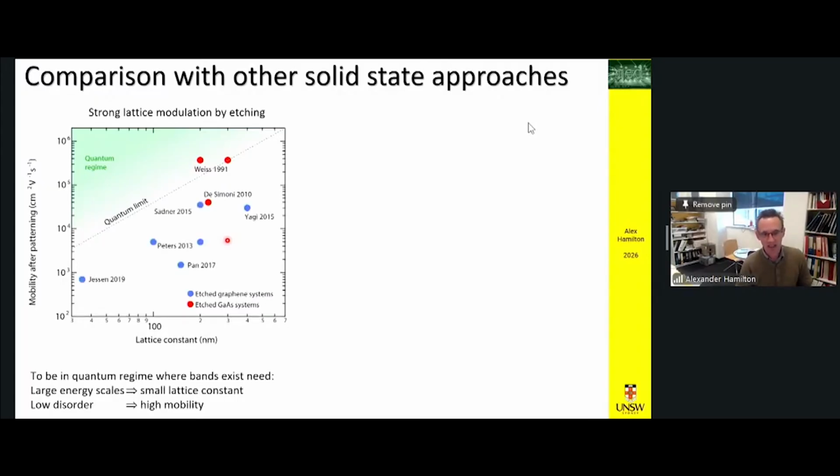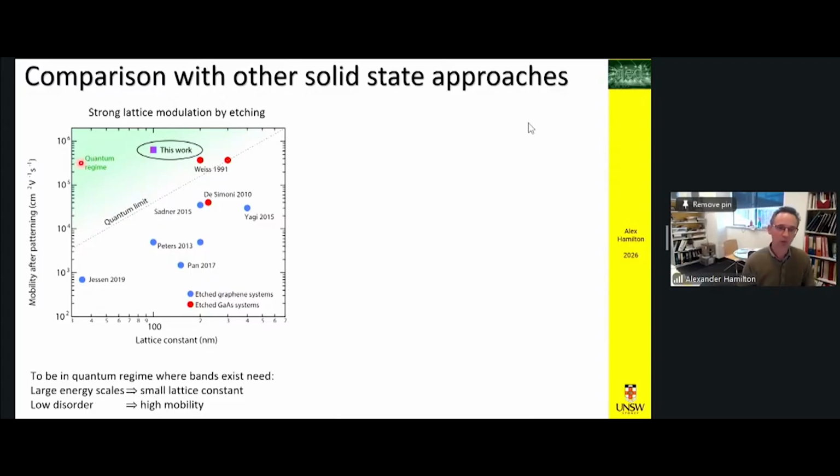You can etch gallium arsenide, you can etch graphene. All of these studies are done in this disordered limit. In contrast, the work I'm going to show you today is done in this limit where we maintain very low disorder, and so the scattering length is much longer than the lattice period, and so we can define a true artificial lattice. So the game is to try and get into this top left corner where you've got a small lattice constant and high mobility, or low disorder.